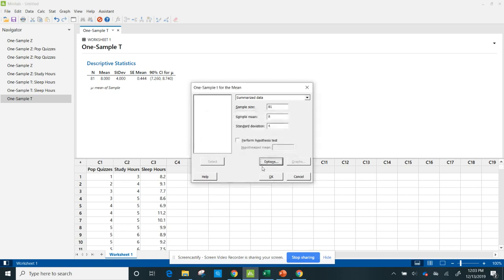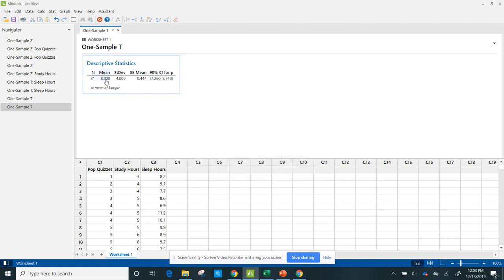So I hit OK, and then I hit OK again, and I get everything I need. Sample size of 81, sample mean of 8, sample standard deviation of 4, skip standard error of the mean, and then I go with a 90% confidence interval of 7.260, 8.740.